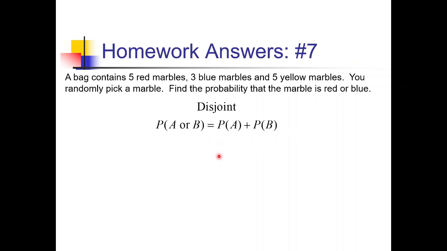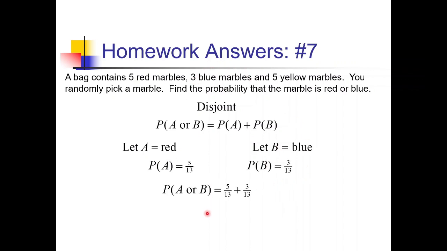So A in this case would be the red marbles. B would be the probability of the blue ones. Probability of a red marble is just 5 over, let's see, there's a total of 13 here. Probability of blue, we've got 3 over 13. And now just adding those together, 5/13 plus 3/13 gives us 8 over 13.